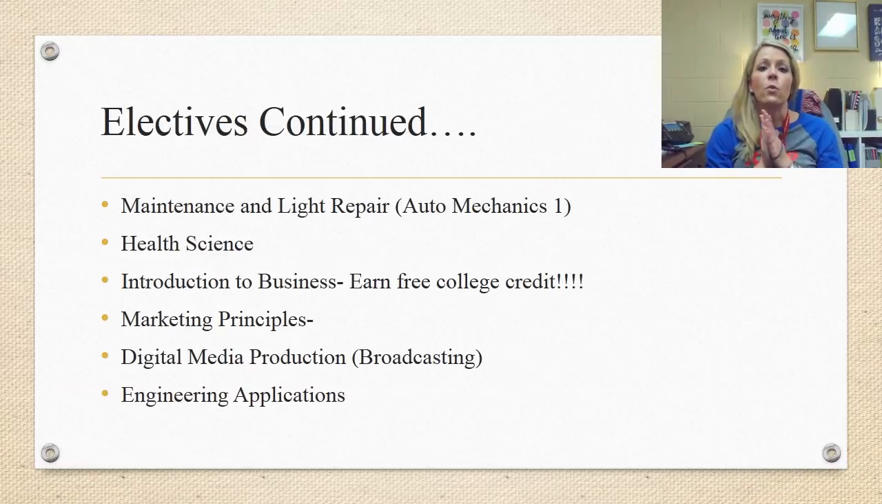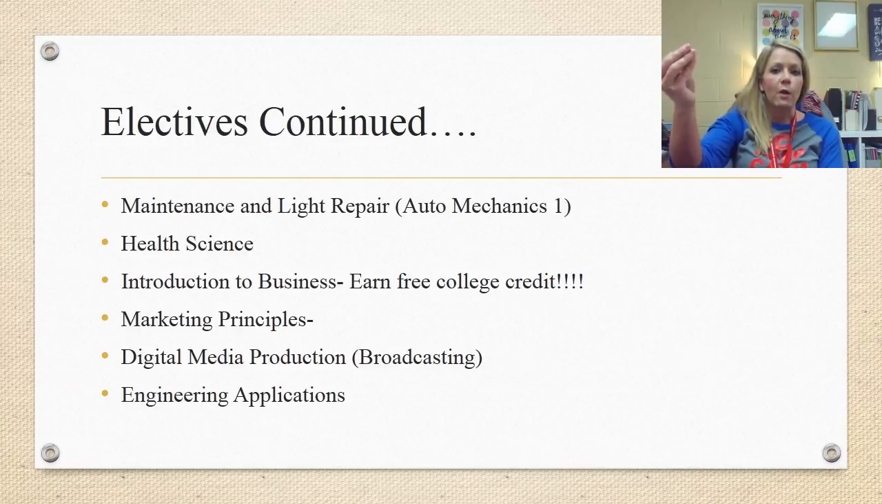Okay, so we're going to go through each one of your 12 options that you can select to fill up your schedule, okay? The first one we have is maintenance and light repair. That's also like Auto Mechanics 1. Some of you might immediately tune me out because you don't want to take auto mechanics, but I bet you want to drive one day.